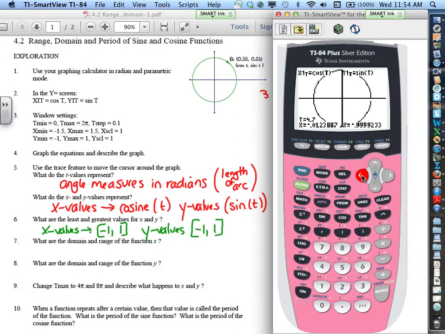It says, what's the domain and the range for the function of x? Well, the function of x, we said, was the cosine. So I'm not worried about what the y values are. The domain for my values for x, my cosine function, so we said the values for x went from -1 to +1. That's my domain. My range would be, what do I get when I plug in my -1 and +1?